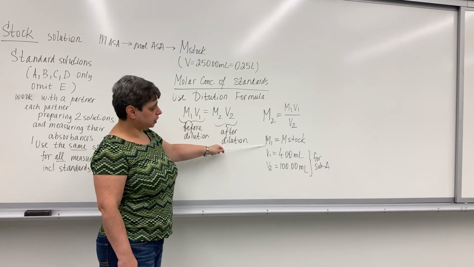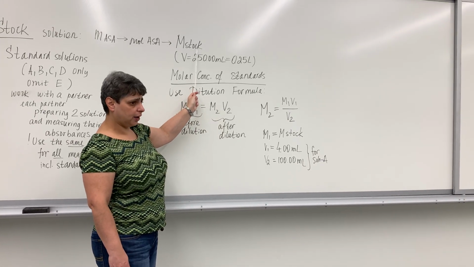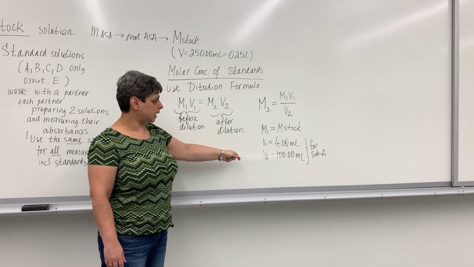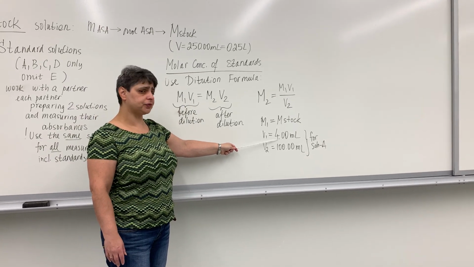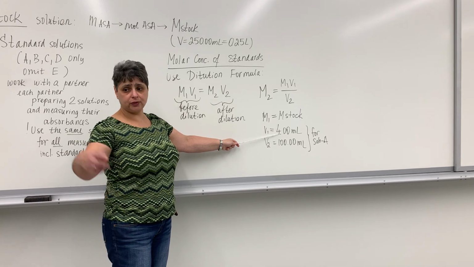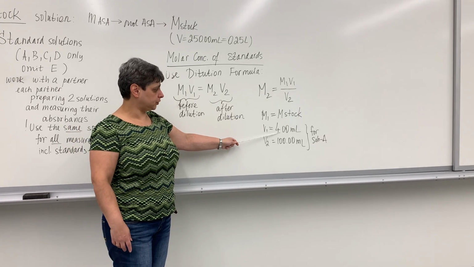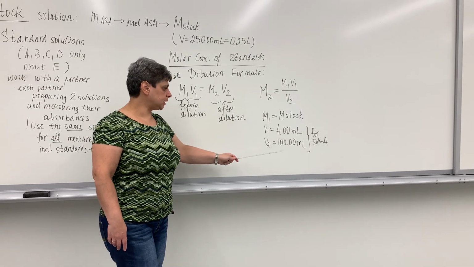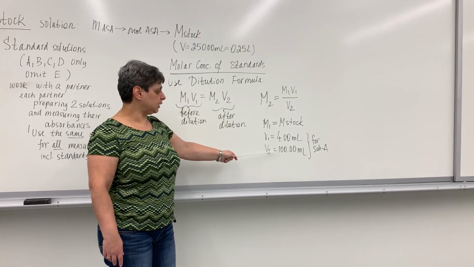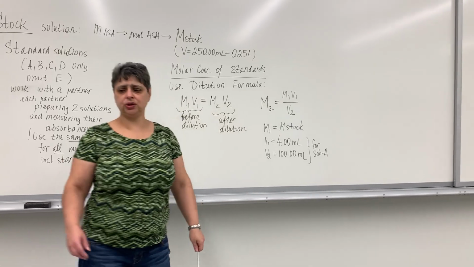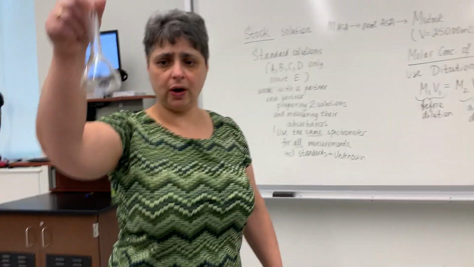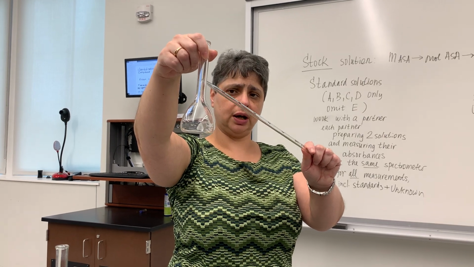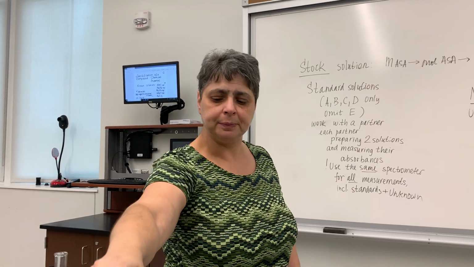Well, M1 is going to be equal to the molarity of stock found up here, found previously. For solution A, you're going to use 4 milliliters of stock to transfer into a 100 milliliter volumetric flask. So V1 will be 4.00 milliliters and V2 will be 100 milliliters, because V2 again is the total volume of this flask once you diluted the solution to the mark here.